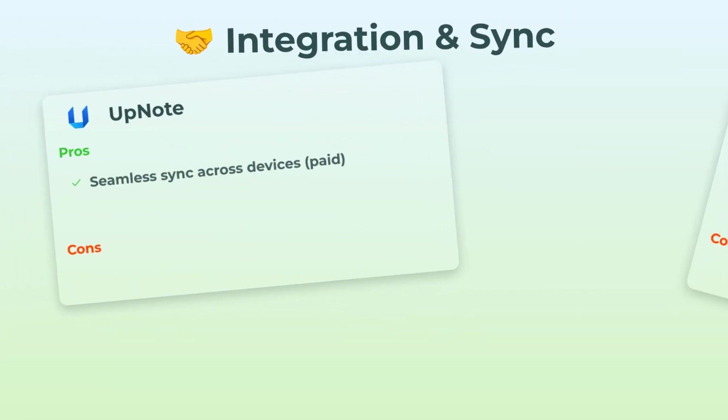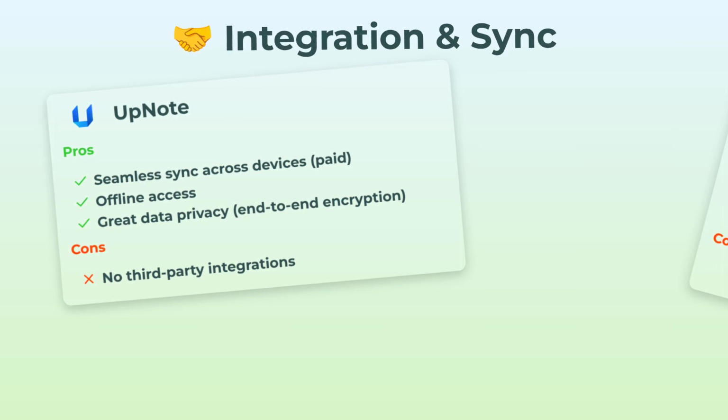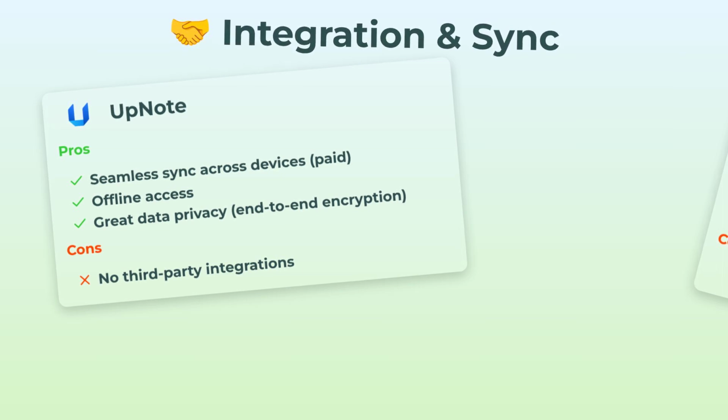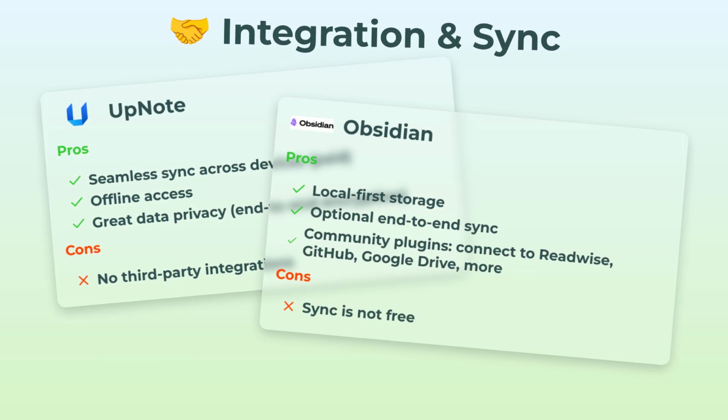Next up, integration and sync. So with UpNote, syncing is pretty much seamless across all your devices as long as you're on paid. It works offline, and hey, they're big on data privacy with end-to-end encryption. Only catch: you don't get third-party integrations. That's it. Now Obsidian, it's local first, so your notes live on your device unless you pay for their optional sync, which is encrypted too.